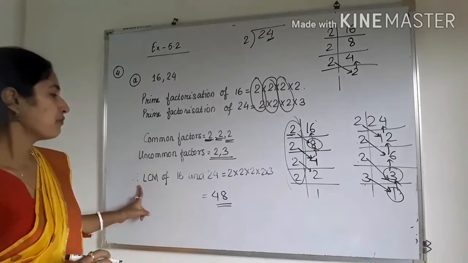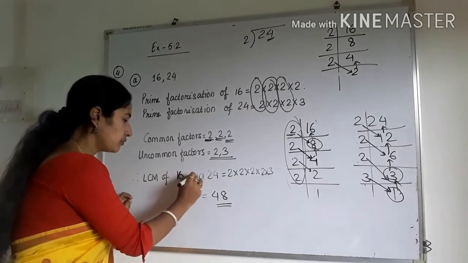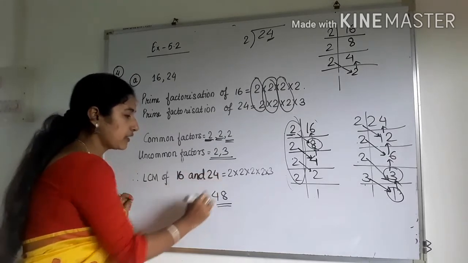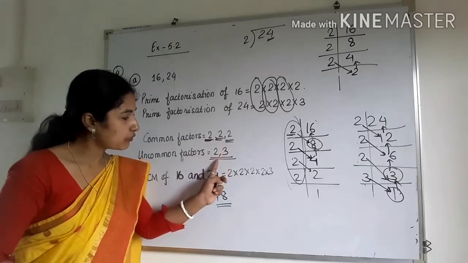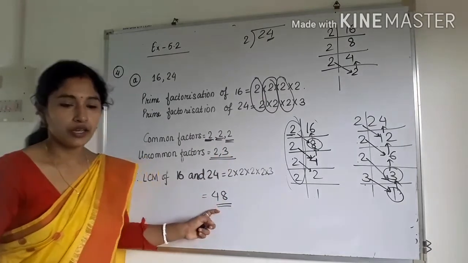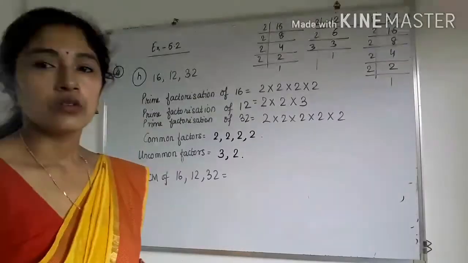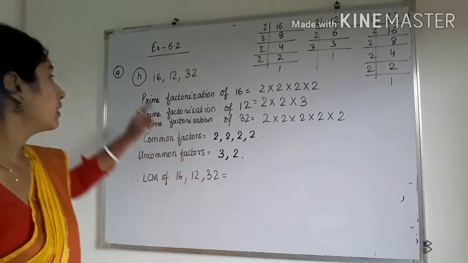Next step will be LCM of 16 and 24, okay. So here you have to multiply the common and uncommon factors. Like that way we are multiplying 4 number of 2's and with 3, okay. So final answer is what? 48.